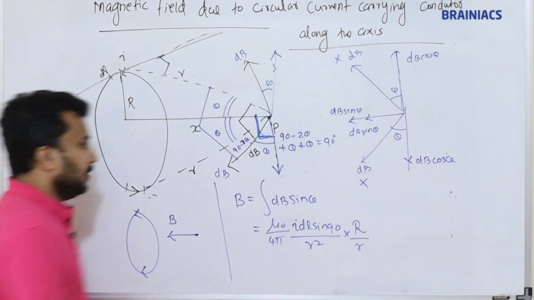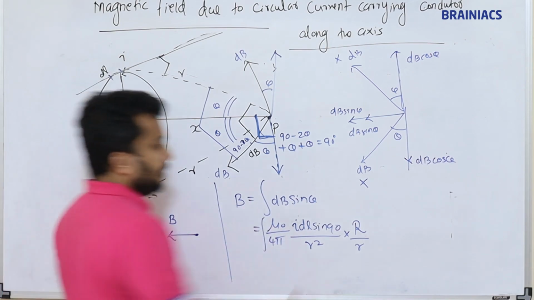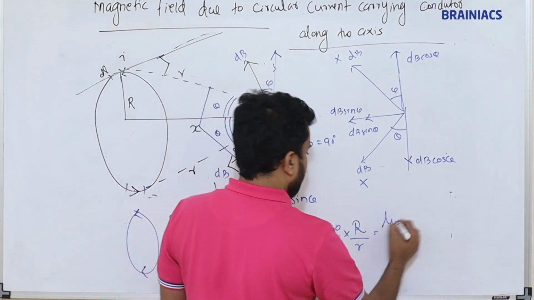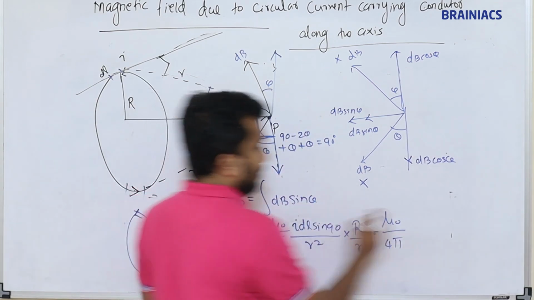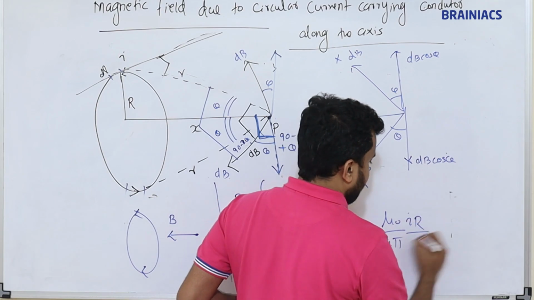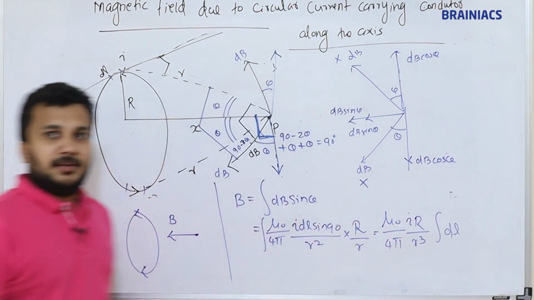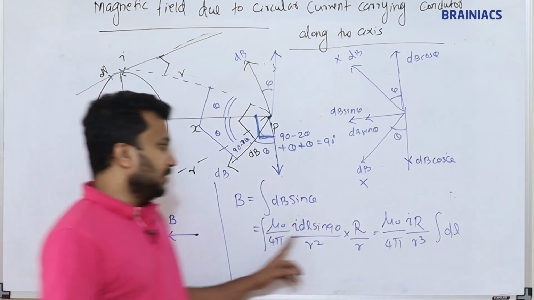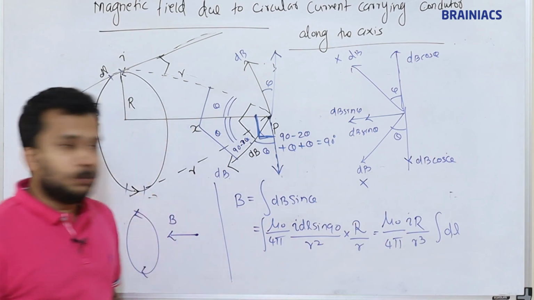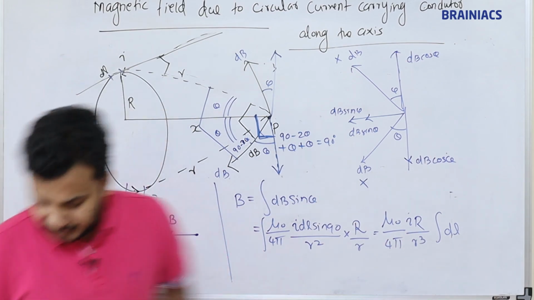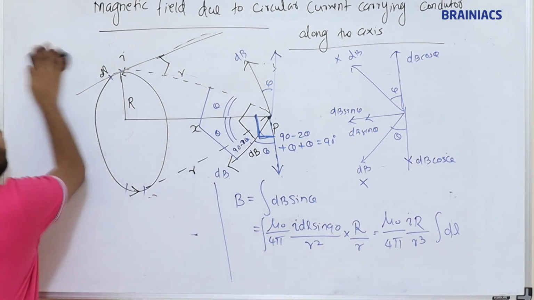Okay, so what do we have to do? We have to integrate. So what are the things that will be constant in this diagram? Mu 0 divided by 4 pi, into I, capital R divided by small r cube, into integral dL. So mu 0 by 4 pi, I capital R by small r cube, into integral dL. So I need some space. I'm using this area for this purpose.